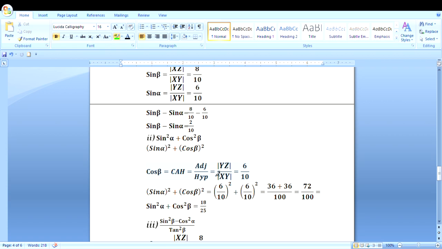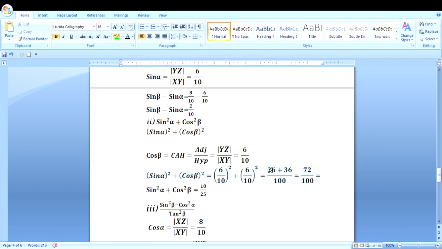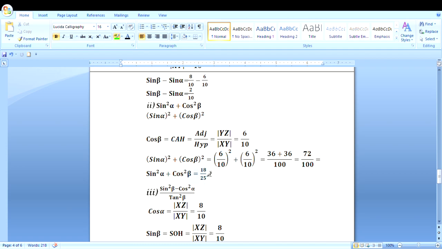Okay, then we already know the value of sine alpha. If we substitute here, sine alpha is 6 over 10 plus cos beta is 6 over 10. That means 6 over 10 all square plus 6 over 10 all square. That gives us 36 plus 36 divided by 100. Since the denominators are the same, you just add the numerators as a rule of fractions. So this eventually becomes 18 over 25.